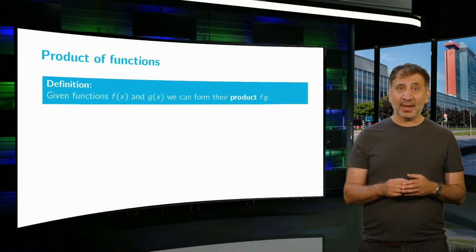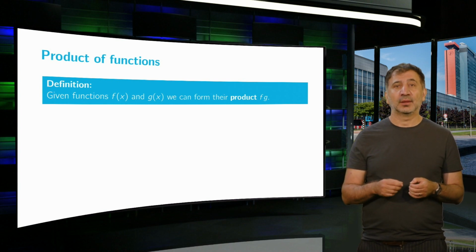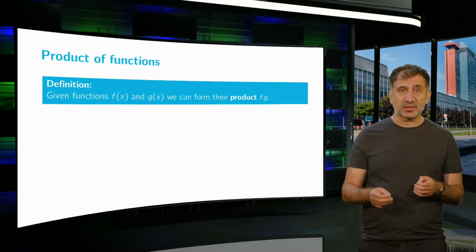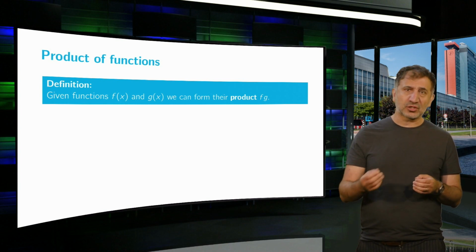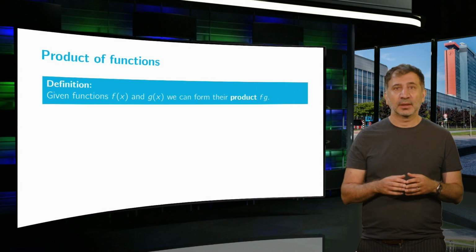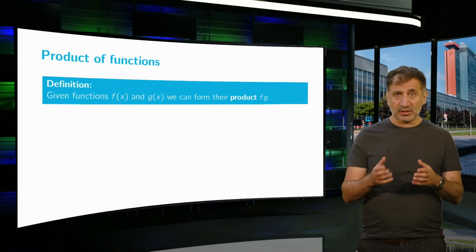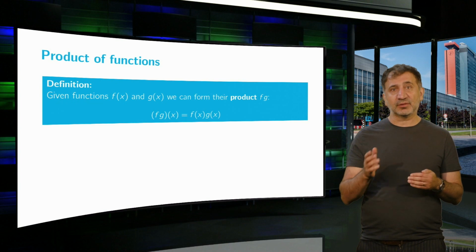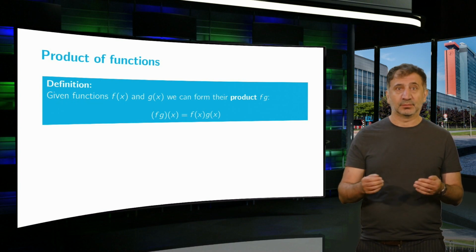Functions can be combined in a variety of ways to produce new functions. In this video, we consider the composition and product of functions. Let us start with the product. Given functions f of x and g of x, we can form the product f times g of x. It is defined by the formula f times g of x equals f of x times g of x.